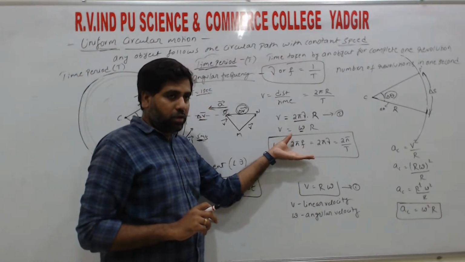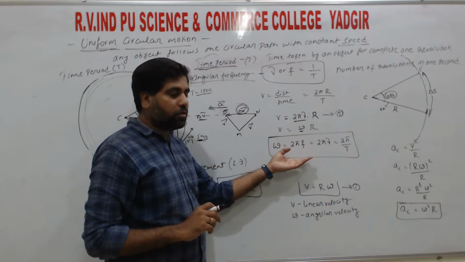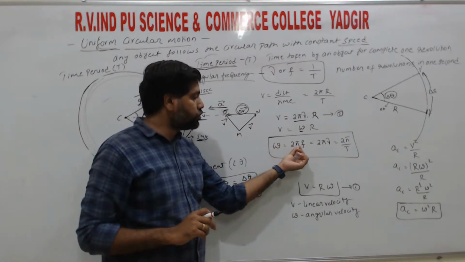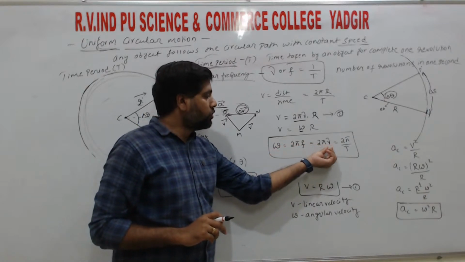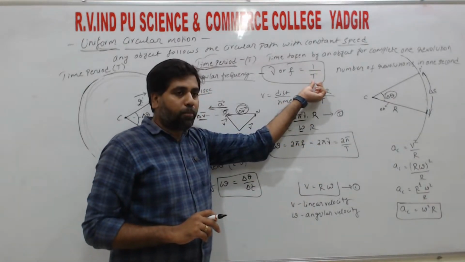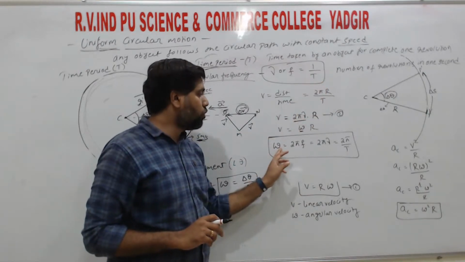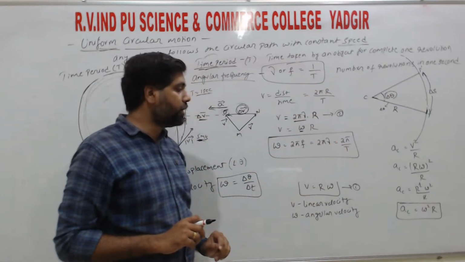We use this in many places, so it must be remembered. Omega is equal to 2 pi f, that is equal to 2 pi nu. Nu we can write as 1 by T, so omega is equal to 2 pi divided by T.